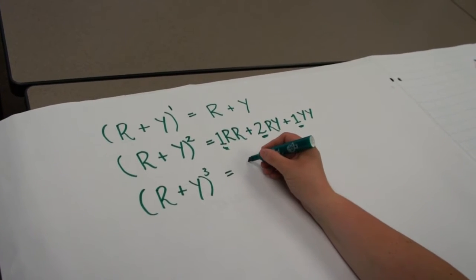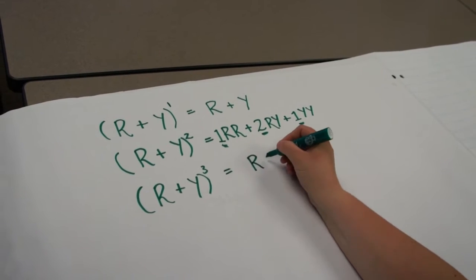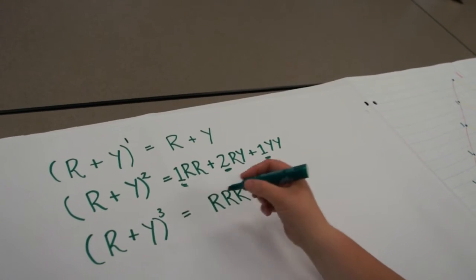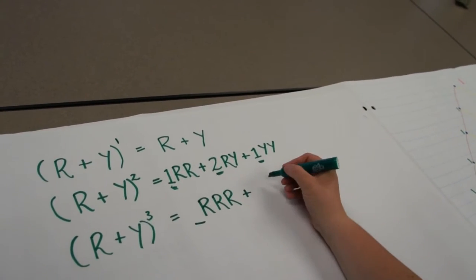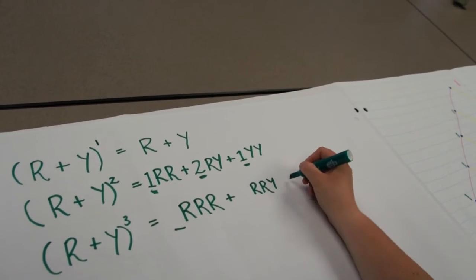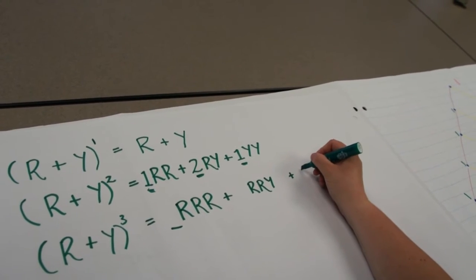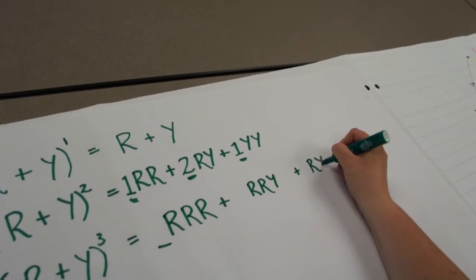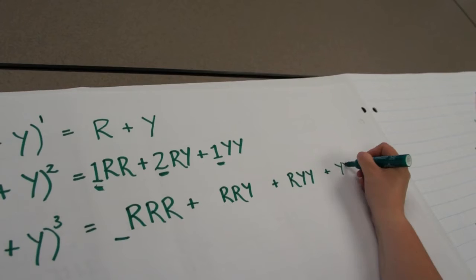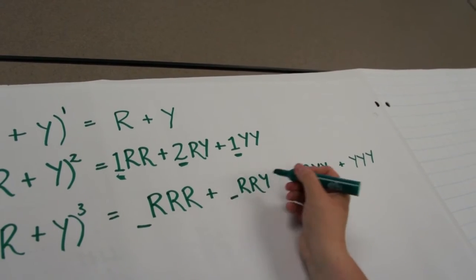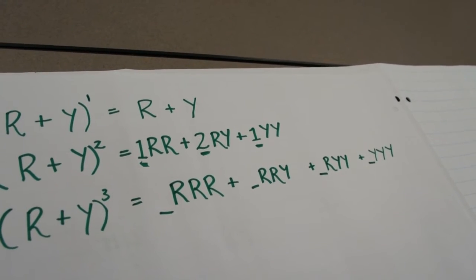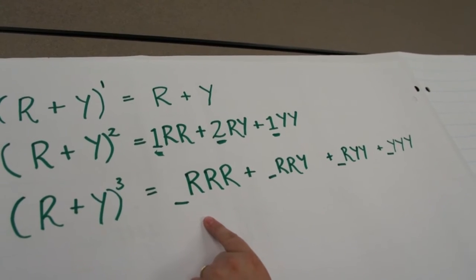Well, we do it 3 times, so we could end up with R, R, R, so 3 reds. And we'll save this number. We'll talk about that soon. Or we could end up with 2 reds and a yellow. Or we could end up with 1 red and 2 yellows. Or we could end up with all yellow. So there are numbers or coefficients in front of these things. I wonder if we can use what we discovered with this one to help us out with those numbers.